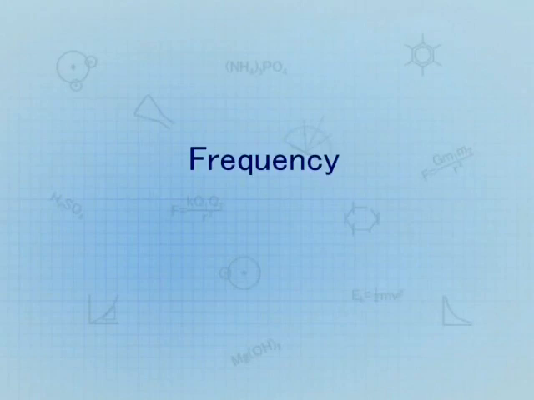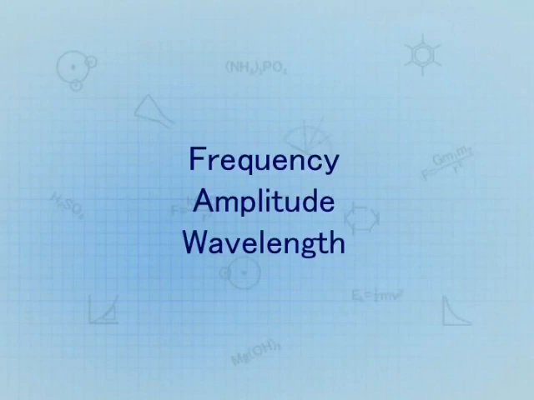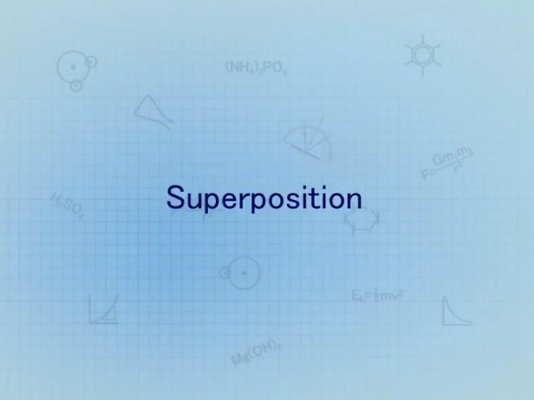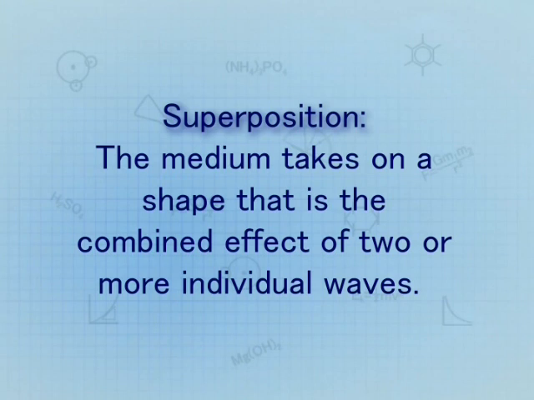Look at the two previous modules to remember: frequency, amplitude, and wavelength. One more thing that you need to remember from grade 10 is superposition. In superposition, the medium takes on a shape that is the combined effect of two or more individual waves. Superposition happens because of interference.